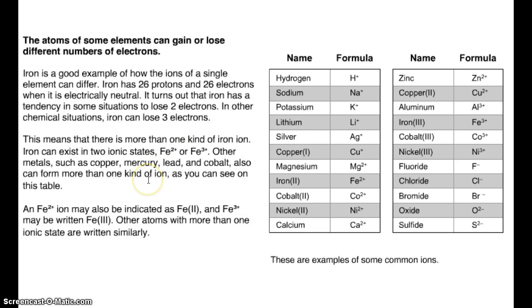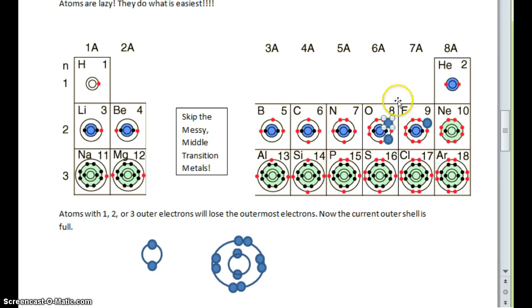This means that there is more than one kind of iron ion. Iron can exist in 2 ionic states. So you can get iron +2 or iron +3, which again is different. If you look at fluorine, you can only get fluorine -1. That's it. You can only get oxygen -2. That's it.